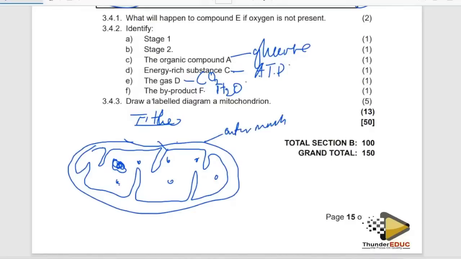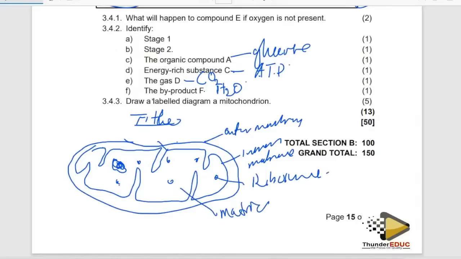So you talk about the outer membrane, then the inner membrane. Then you talk about the ribosome. Then you talk about the matrix. Then you talk about the cristae, this enfolded part. Then, if you want to, the intermembrane space, the space between the two membranes. That's how you're supposed to draw and then label.